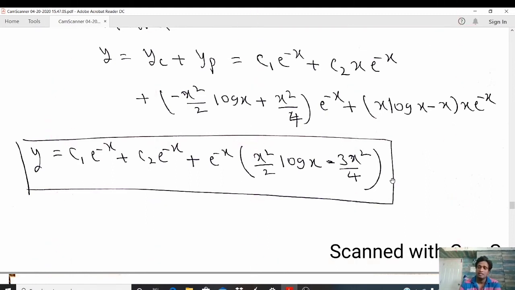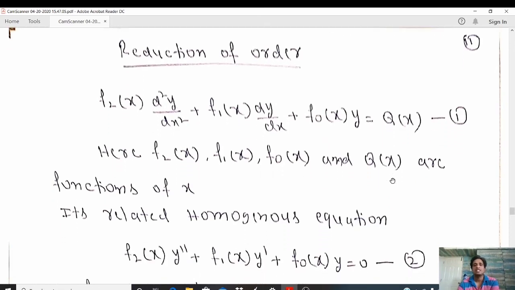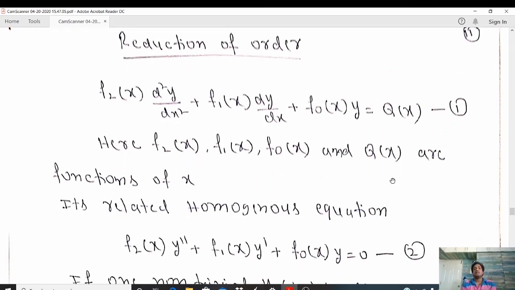Okay, and we jump to the next method, that is the reduction of order method. What is reduction of order? The name itself says we are reducing the order. In the reduction of order method, the problems give one solution, and we have to find another one by using the given one. In variation of parameters the coefficients were constants, but in the reduction of order method the coefficients may not be constants. Here they may be functions of x.